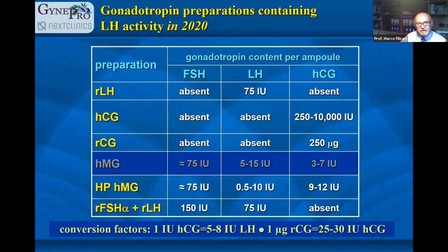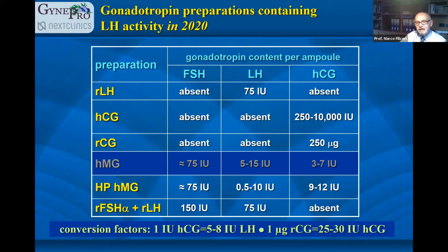Then you have recombinant chorionic gonadotropin containing 250 micrograms of HCG. Now, if you are wondering how much in terms of native HCG that corresponds to, you see at the bottom the conversion factors. 1 microgram of recombinant chorionic gonadotropin corresponds to roughly 25 to 30 units of HCG. So when you give 250 micrograms of recombinant HCG, it's like you're giving between 6,000 and 7,000 units of HCG. So a bit more than 5,000, a bit less than 10,000.